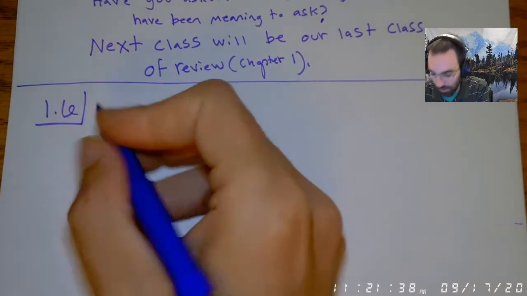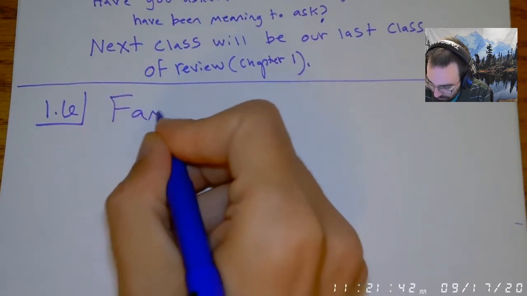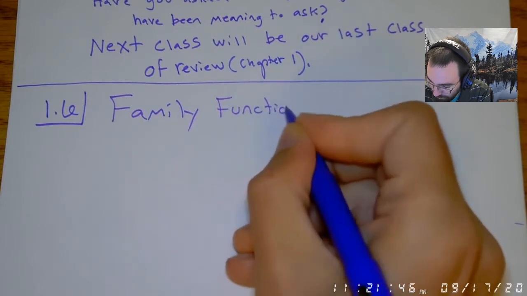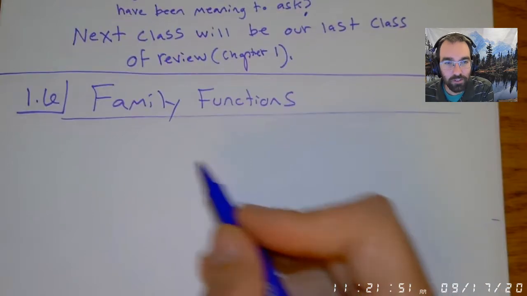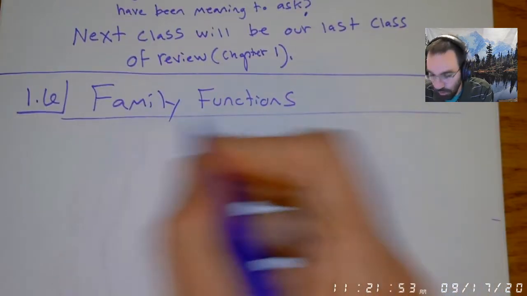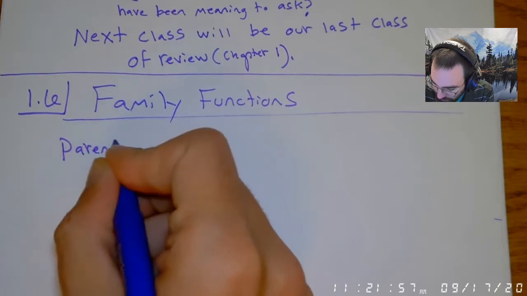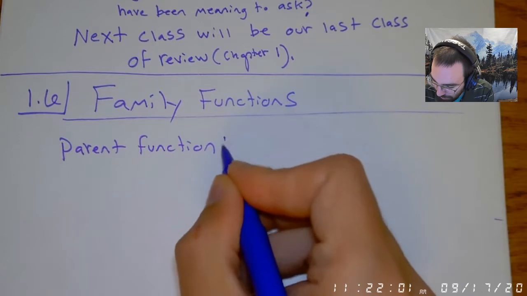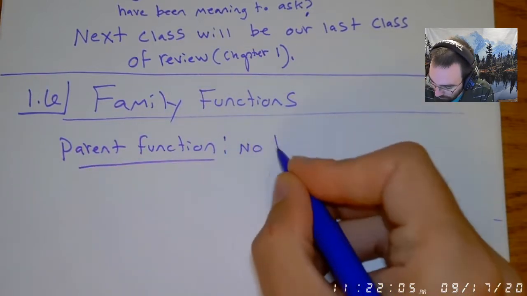So 1.6, we're going to be looking at family functions. Family functions just means that they're types of functions, right? When we do family functions, we look at the parent function. If you don't know what a parent function is, a parent function just means no transformations.